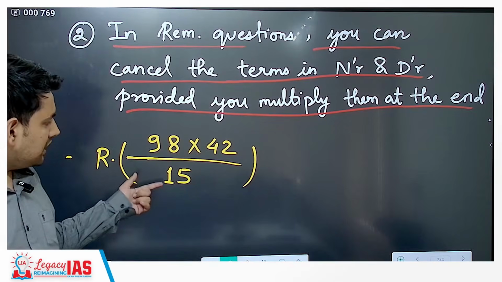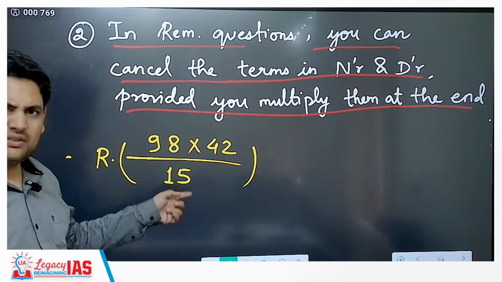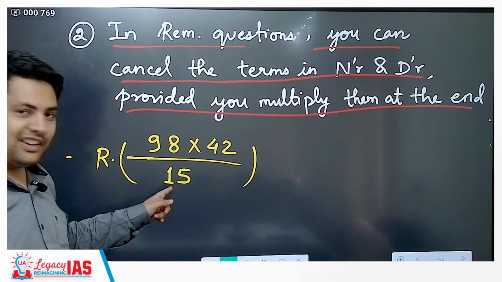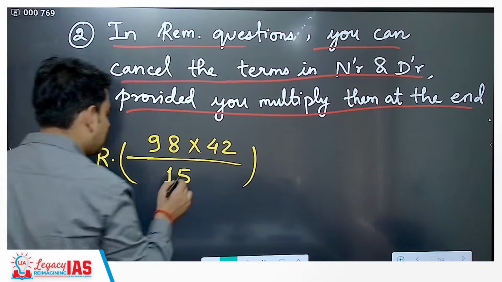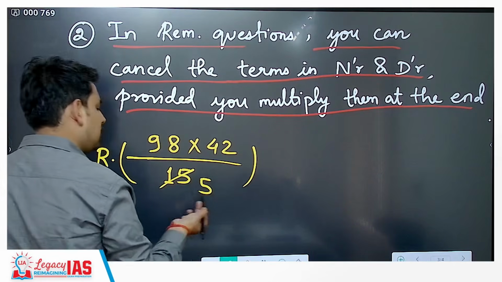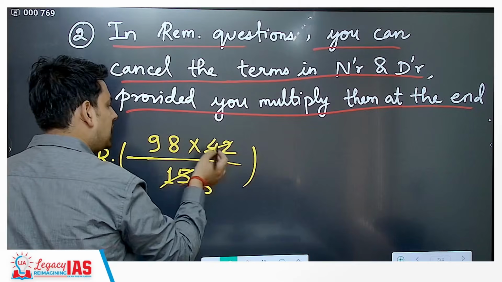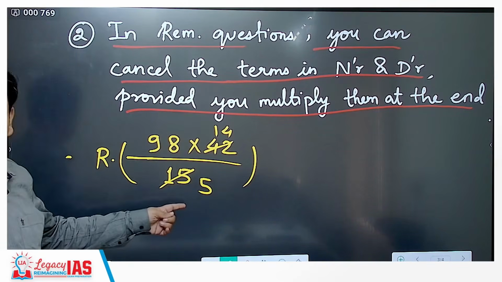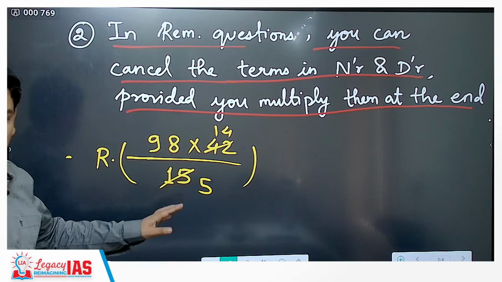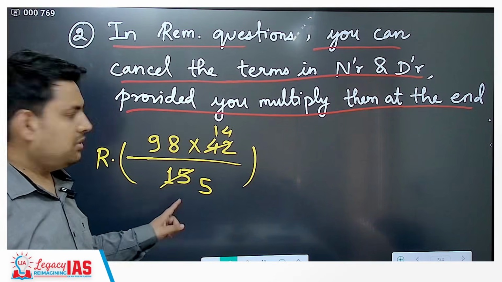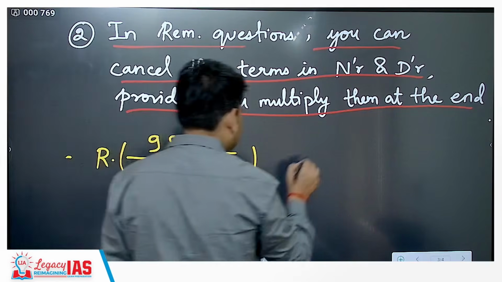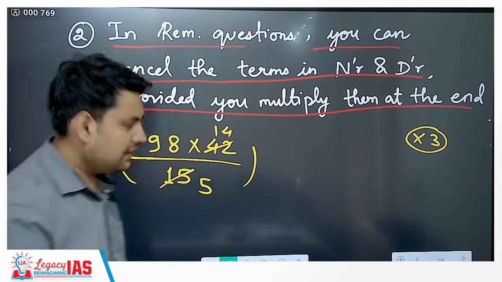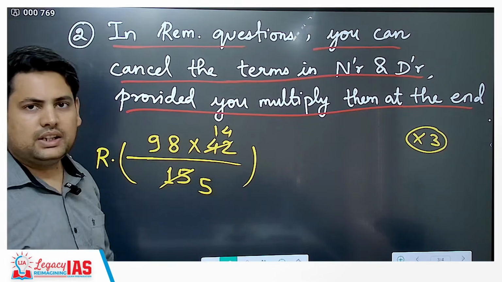Like if you see here, 4 plus 2 is 6, 5 plus 1 is 6, so they are both divisible by 3. 14 3s are 42 and 3 5s are 15, so they are both divisible by 3. So you just cut them. Here you get 14, here you get 5. Now further can it be divided? No, it cannot be divided further. So what you do? You write multiplied by 3 on the side. Now you can continue finding the remainder.